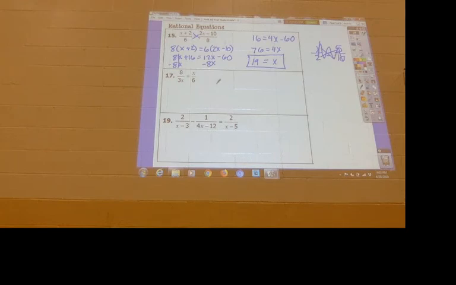Okay, I have two fractions set equal to each other. So what do I do? Cross multiply. 8 times 6, what is that? 48. Then I have 3x times x. I could write that out, or I know it's 3x squared. Now, divided by 3, to solve this, 16 equals x squared.